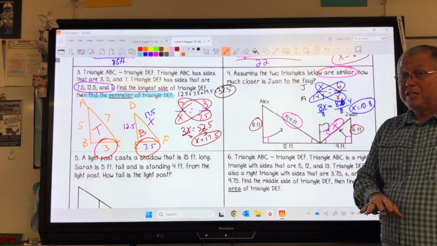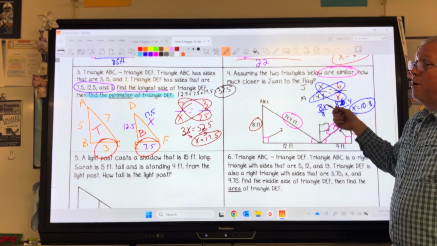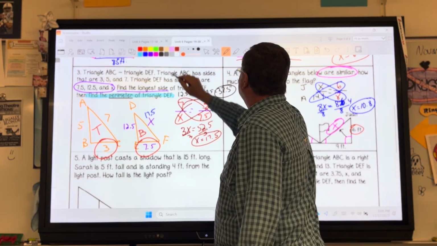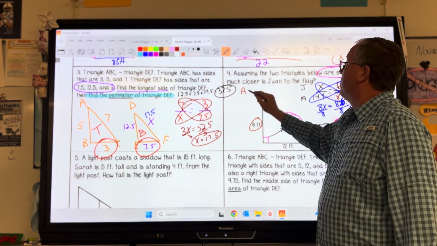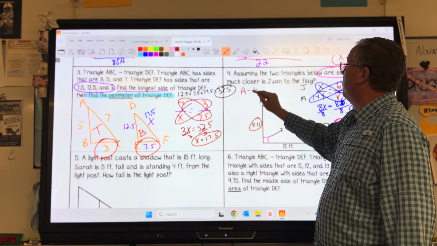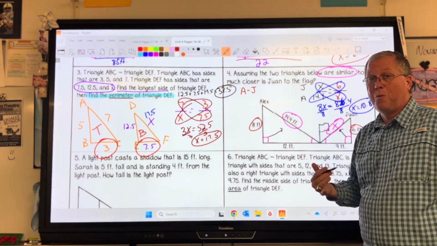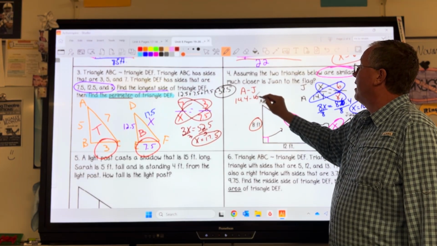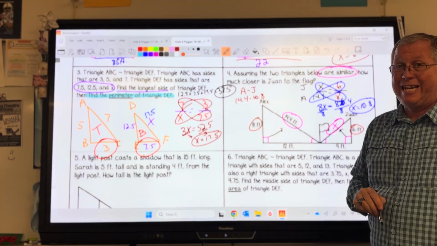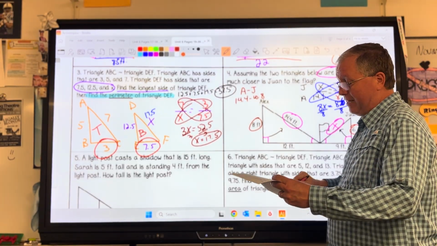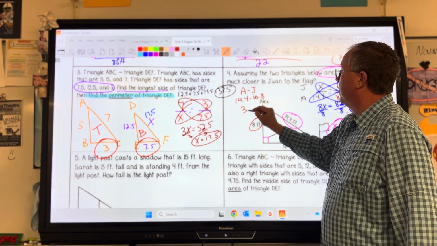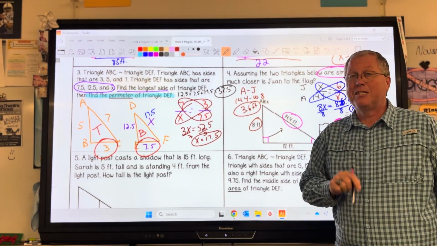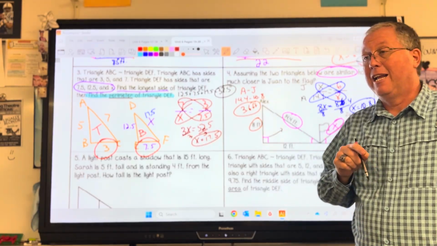Now I'm not finished, because remember, we wanted to know how much closer is Juan to the flag. So we need to take the distance from Alex minus the distance from Juan, and that'll tell me how much closer Juan is. So Alex's distance is 14.4 minus Juan's distance, which is 10.8, okay? If you subtract those, you get a grand total of 3.6 feet. So Juan is 3.6 feet closer to the flag than Alex.